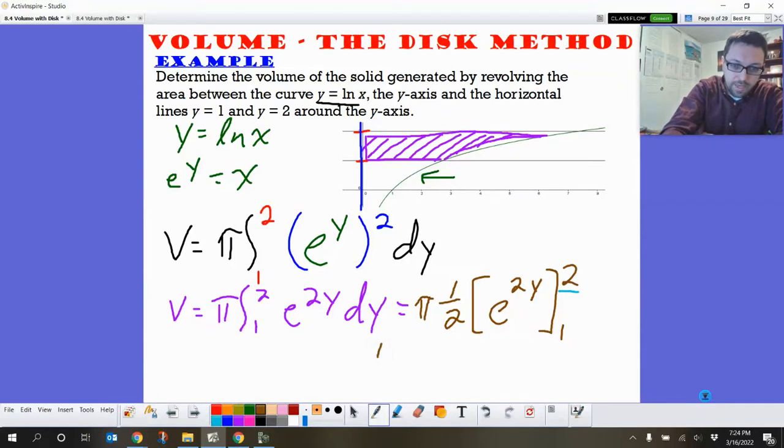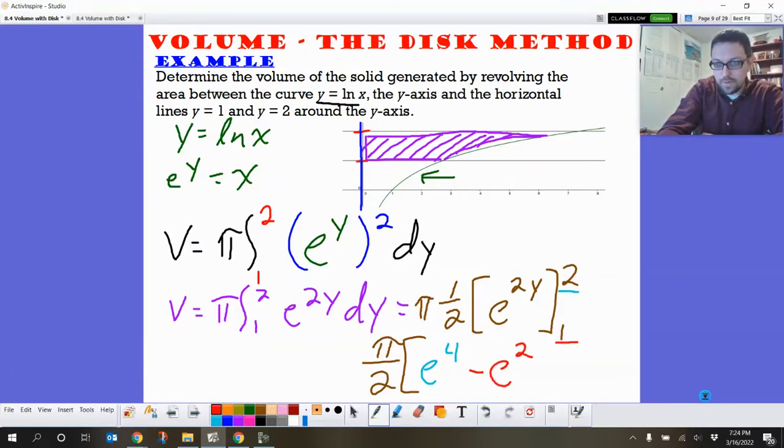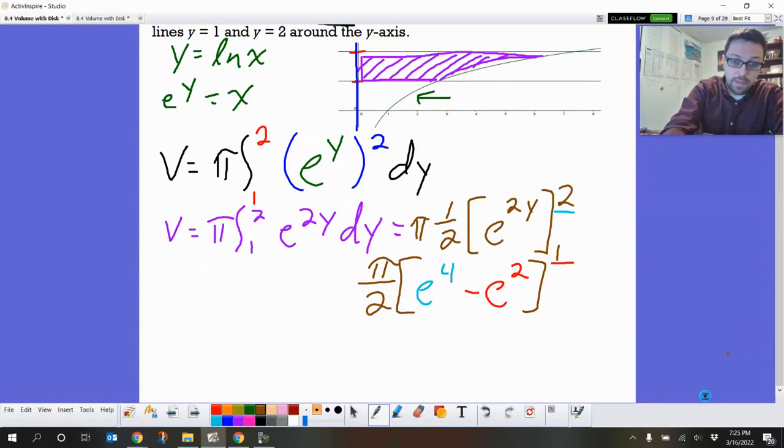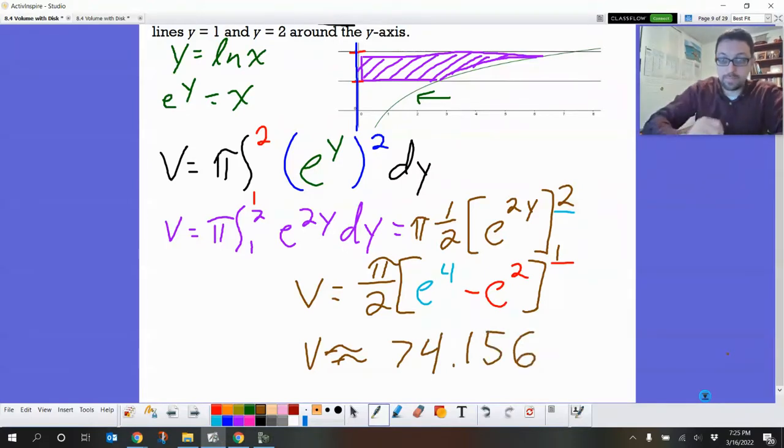So we've got a pi over 2 multiplied by our top part, which is e to the 4th, minus our bottom part, which is e squared. What a lovely sentence that was. So e to the 4th minus e squared. We could plug that into our calculator. Past me has done that for us already. So our volume can equal this garbage, or we can say that our volume is approximately 74.156. And that's all set, all done.